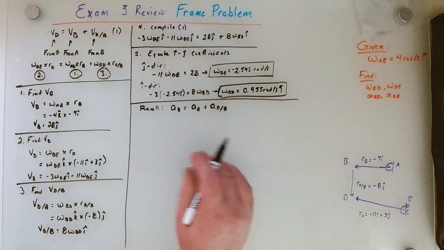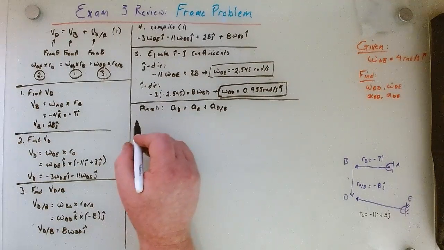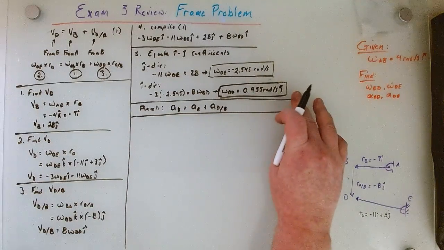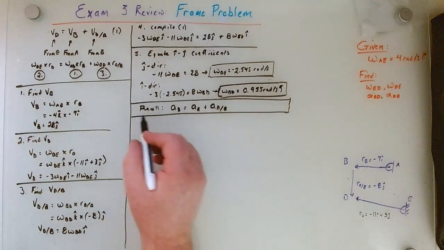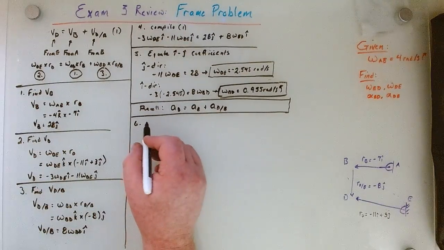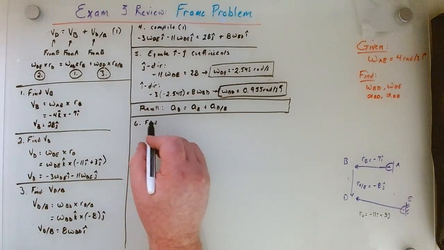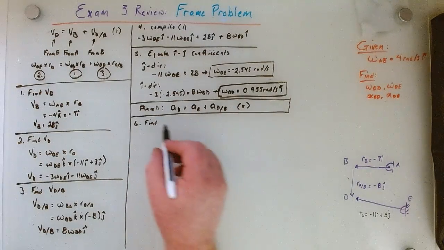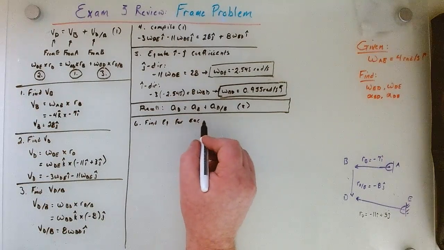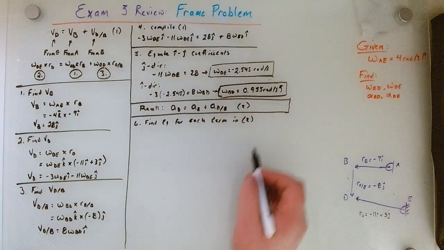And for each of these, let's just put them together. So let's say, put that there, and hopefully we won't have to erase anything. So 6. What are we going to do here? Let's find an equation for each term of this, and we'll call this equation 2. Find an equation for each term in equation 2.